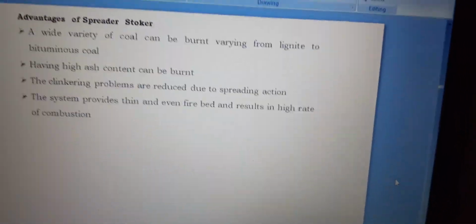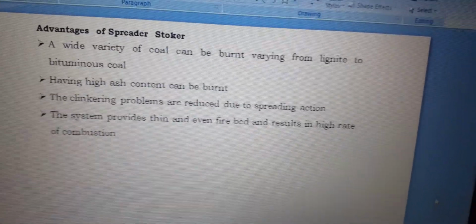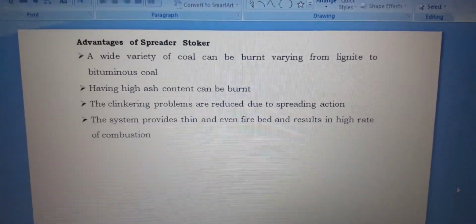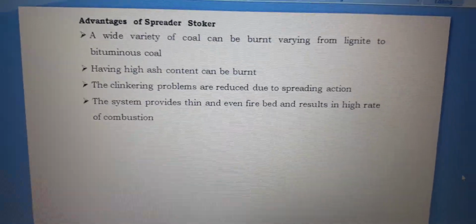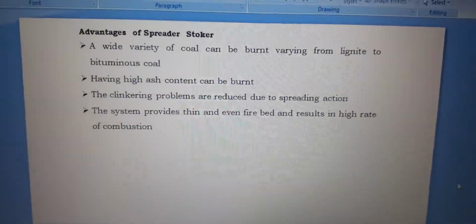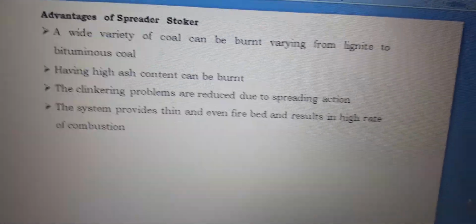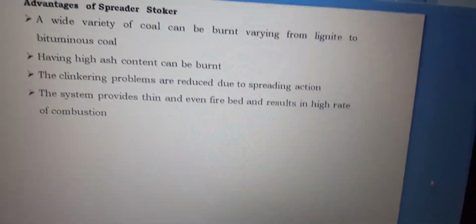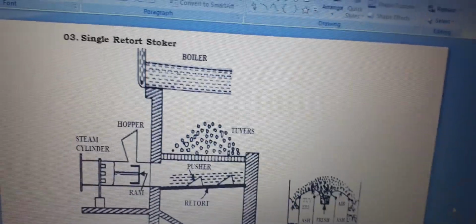Next, advantages of spreader stoker: a wide variety of coal can be burnt, varying from lignite to bituminous coal. Coal having high ash content can be burnt. The clinkering problems are reduced due to spreading action. The system provides a thin and even fire bed and results in a high rate of combustion.